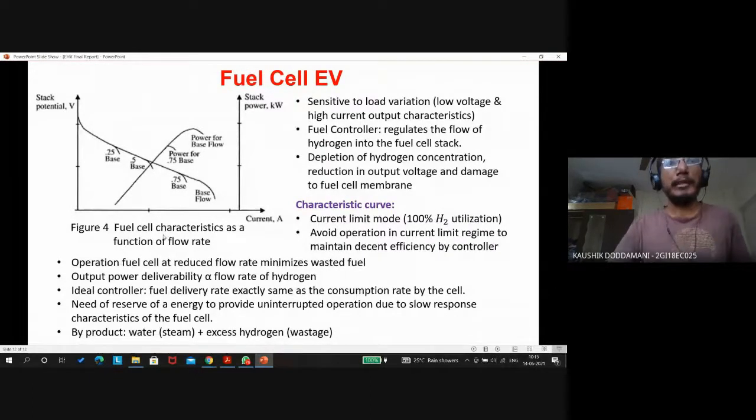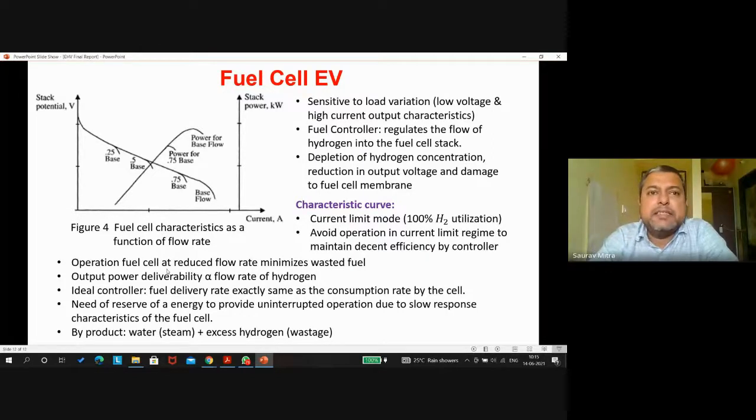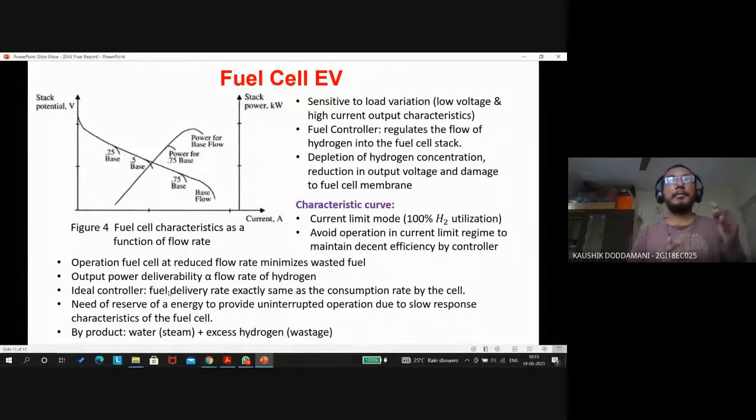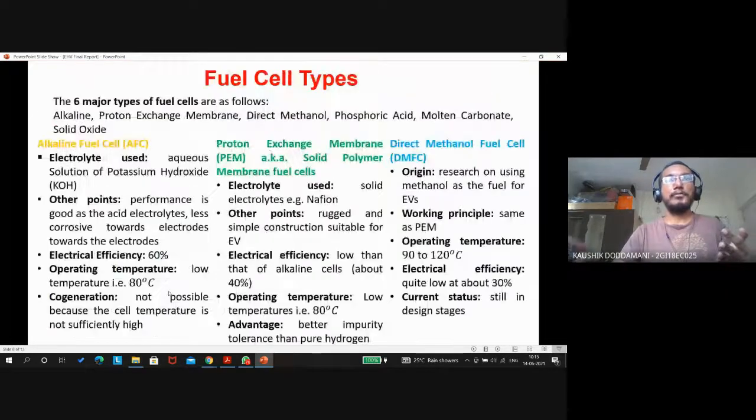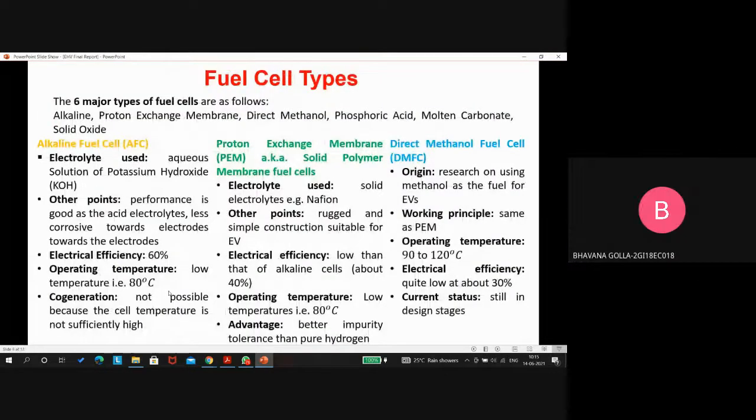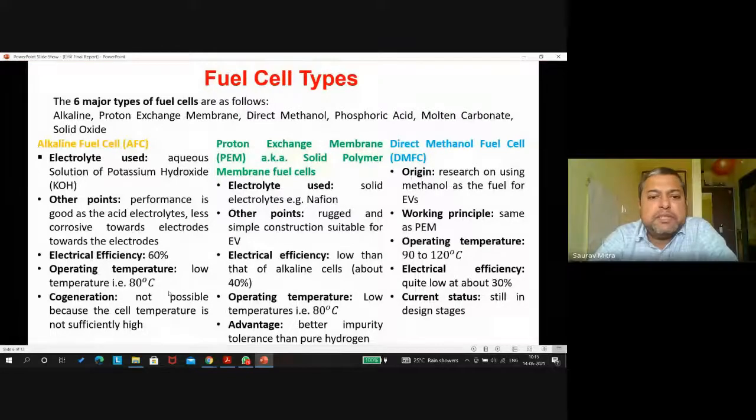So if there are any queries, I'll be very happy to answer those. Yeah. So just tell us which of these fuel cells is most widely used for vehicular application. So fuel cells, as mentioned by Bhavana, she mentioned the alkaline-based fuel cell, and also one more fuel cell, the proton exchange membrane fuel cell. Yeah, so the proton exchange membrane fuel cell is the most widely used in case of vehicular application.